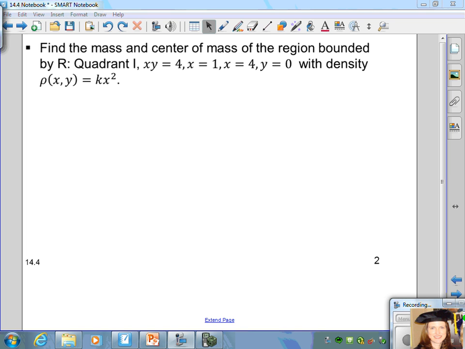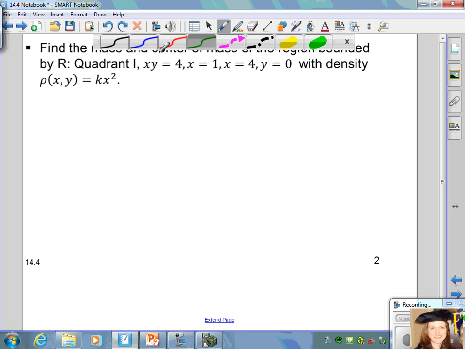Find the mass and center of mass of the region bounded by R in quadrant 1, where xy equals 4, x equals 1, x equals 4, and y equals 0. The density function, rho of xy, is equal to k times x squared. Let's begin with a graph of the region.